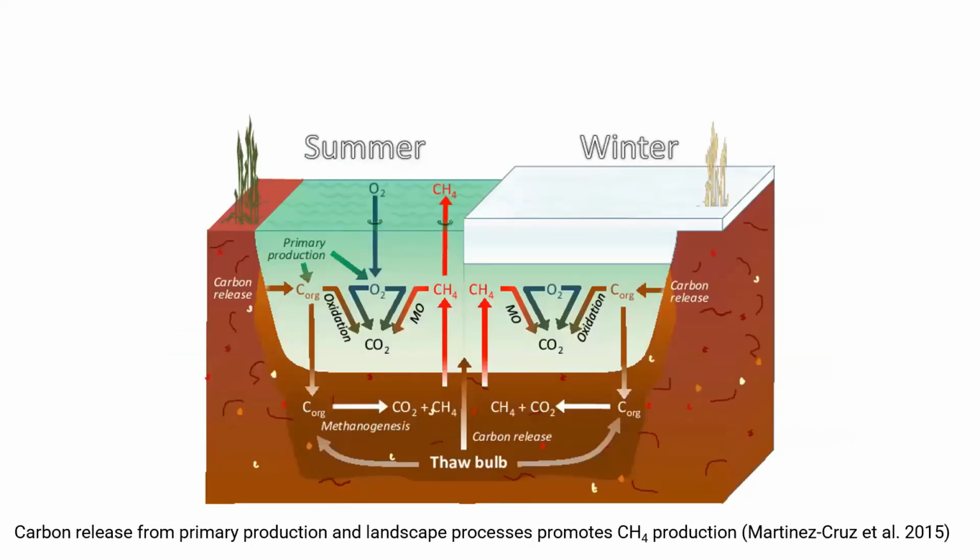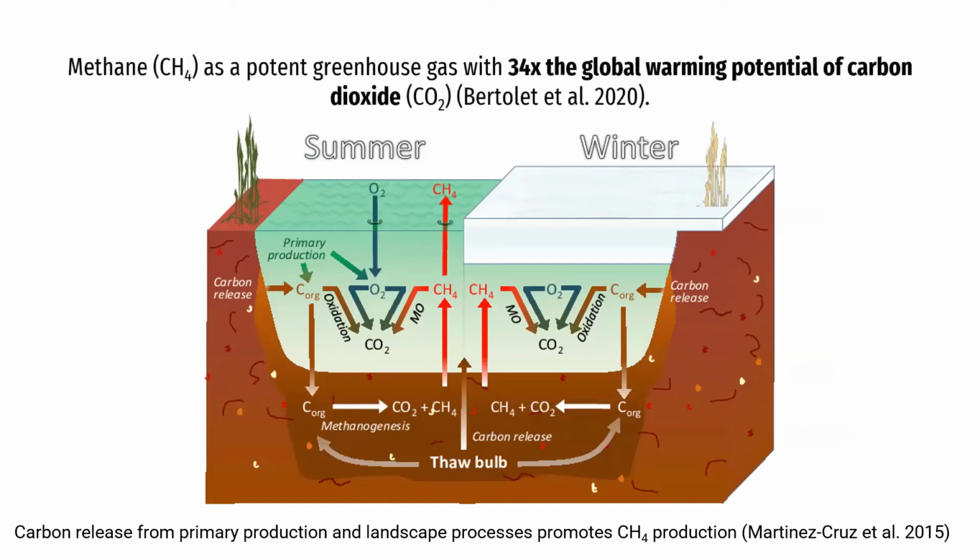Lakes are important but often overlooked contributors to atmospheric greenhouse gas concentrations, in part due to the emission of methane. Methane is a powerful greenhouse gas that traps heat 34 times more effectively than carbon dioxide. Methane is produced under conditions where little to no oxygen is available.